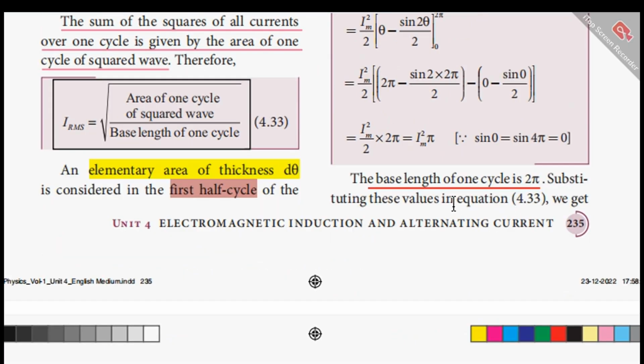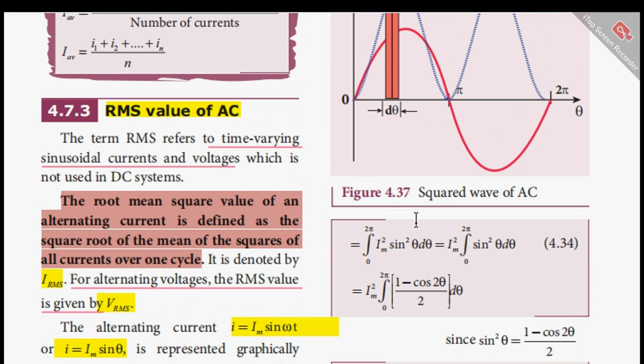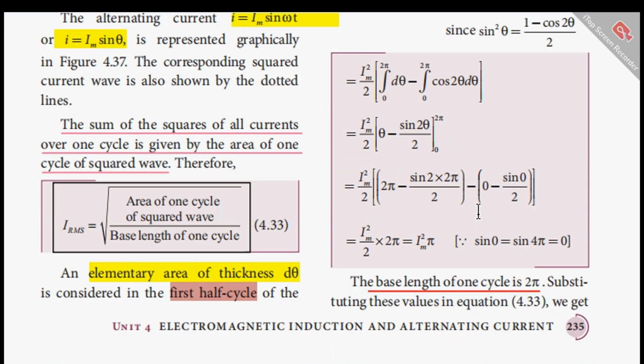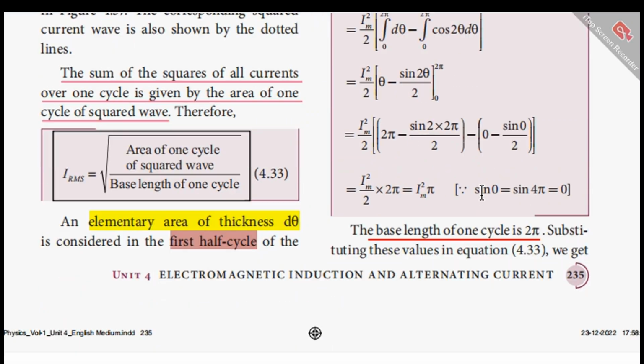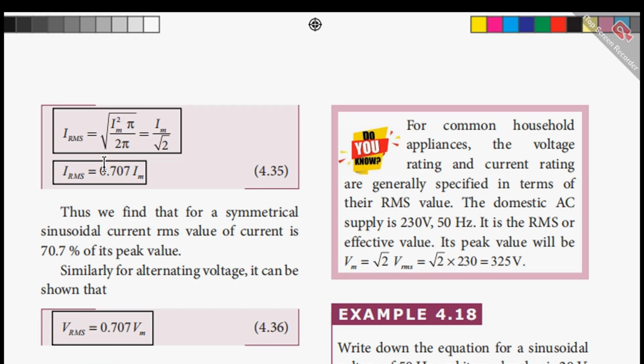The base length of one cycle is 2π, that is, starting from this point 0, to complete this cycle we will have 2π radians. Therefore, that is called the base length of one cycle. And substituting these values in equation 4.33, we get this expression: IRMS equal to Im by root 2, or IRMS equal to 0.707 times the maximum current Im.